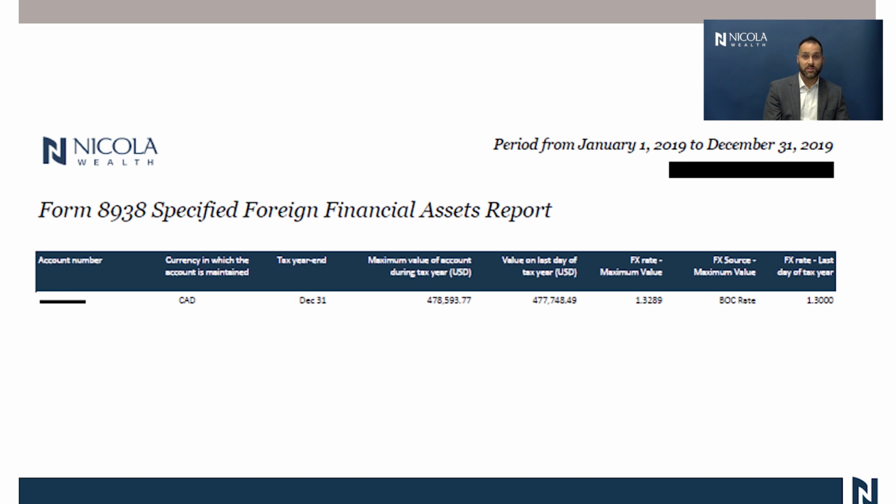The second report is called a Form 8938 Specified Foreign Financial Assets Report. This report is for U.S. taxpayers that own foreign accounts, registered or non-registered, and may assist you in reporting to the U.S. government. Your NBI and clients' accounts are formed in Canada, thus will be included in this reporting. That concludes our walkthrough of the fiscal reports we provide you and your accountant.